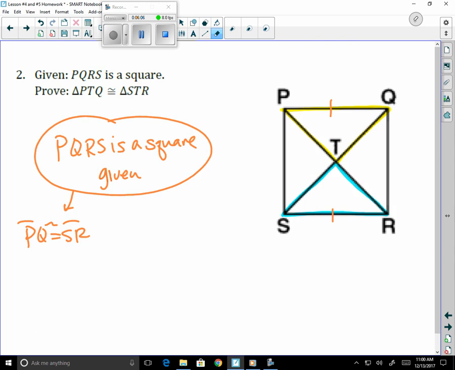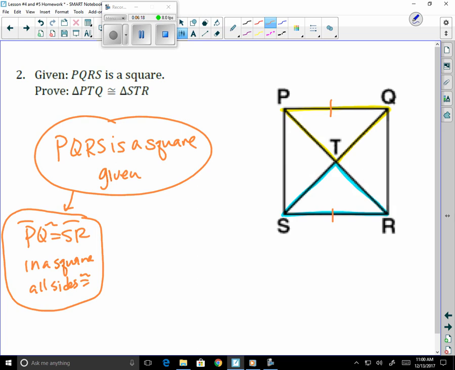So I have to say in a square, all sides congruent, something along those lines. Remember, your reasons don't have to match mine exactly as long as they make sense. The other thing I know about a square is that the diagonals bisect each other. That's really a parallelogram trait, but we can use it here because a square is a parallelogram.